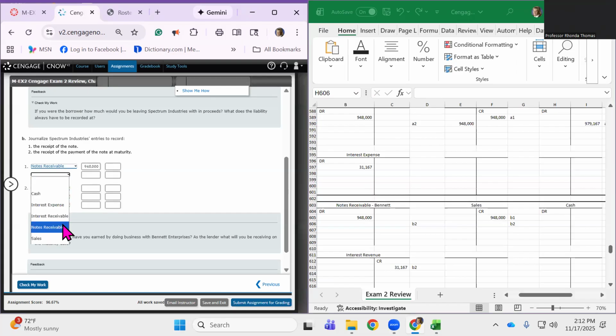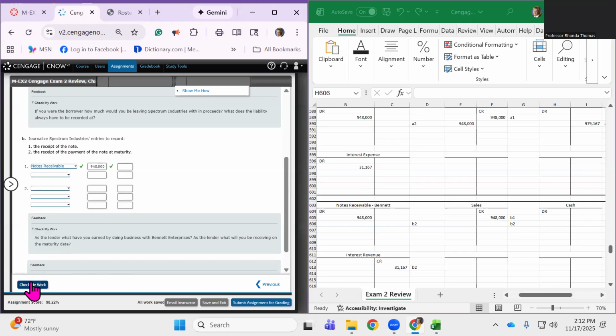It was inventory. Wait a minute. Receipt of the note. Yep. So, oh, sales, of course. Good grief. I was trying to take down inventory. Okay, all right, there we go.